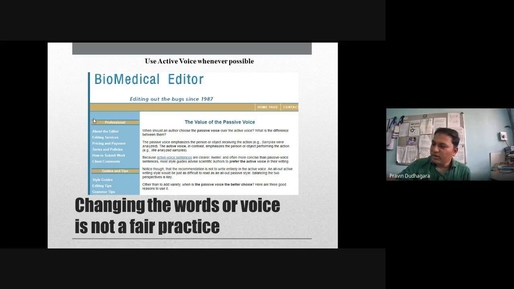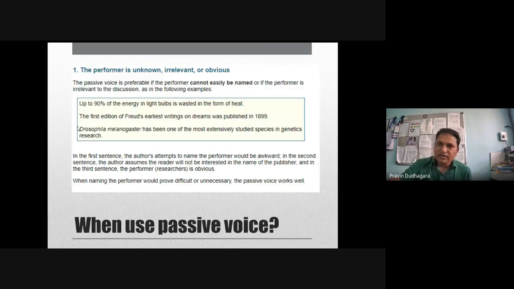But the problem which generally occurs when changing the word or the voice, as you can see here, is the first case: the performer is unknown, irrelevant or obvious, then you can use the passive voice. For example, up to 90% of the energy in a light bulb is wasted in the form of heat. You do not need to know who or what is responsible for that. So if you change the voice from active to passive, the meaning may change. Many other examples are also there.